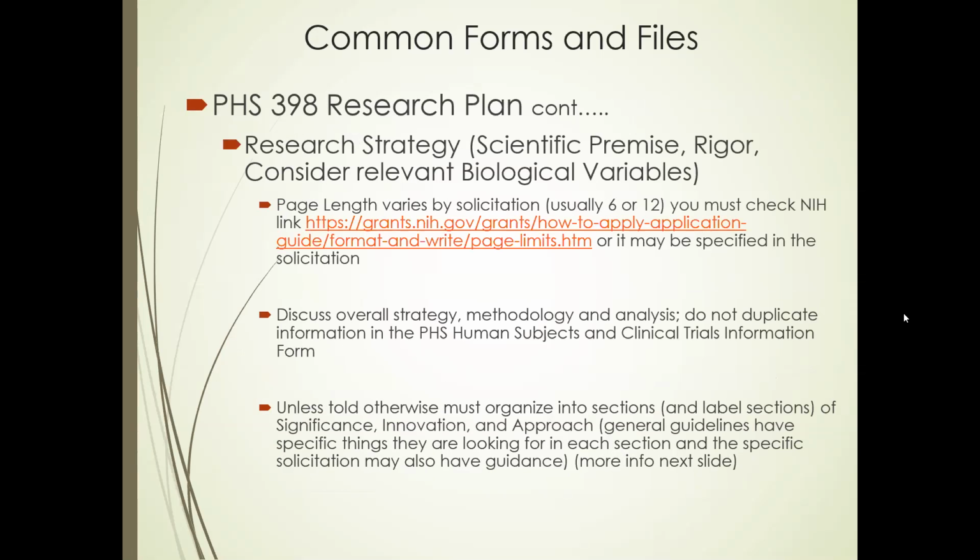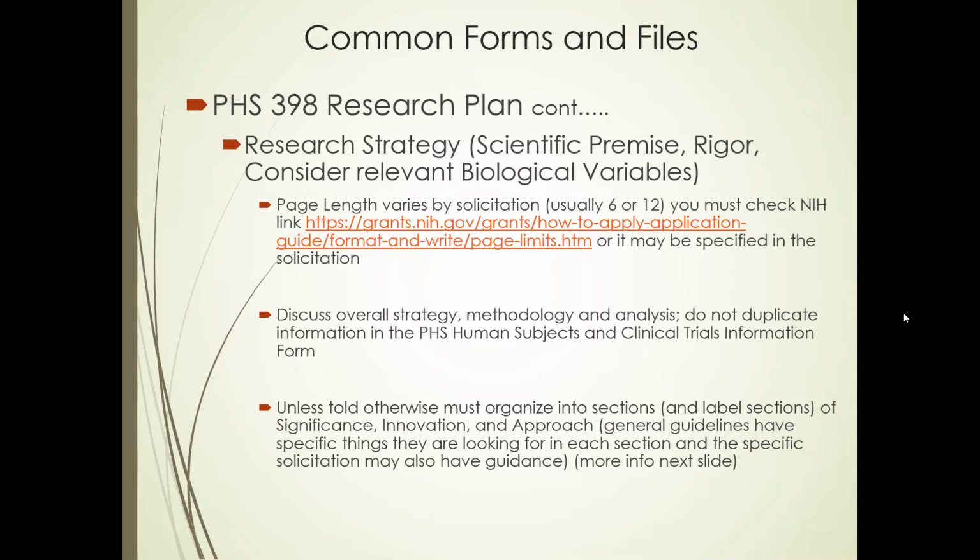Then you have your research strategy. The page length varies by the type of solicitation that you're doing. For example, if you're doing an R01, those are normally 12 pages. If you're doing an R03 or an R21, those are usually 6. You can go to this link and check the page limits. If the specific solicitation doesn't say exactly how many pages you have, it refers back to this table where you can check the type of solicitation and it'll tell you how many pages.